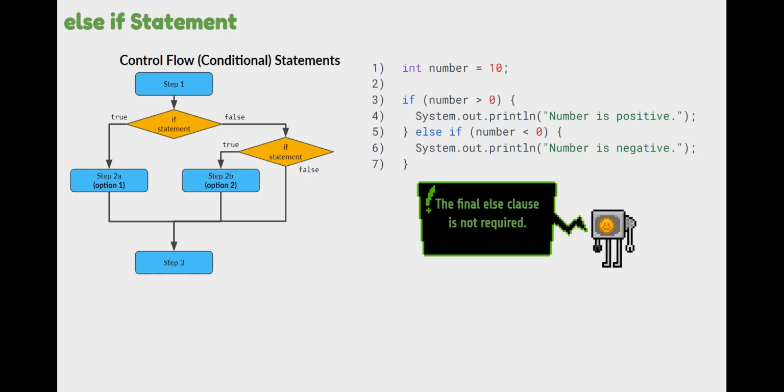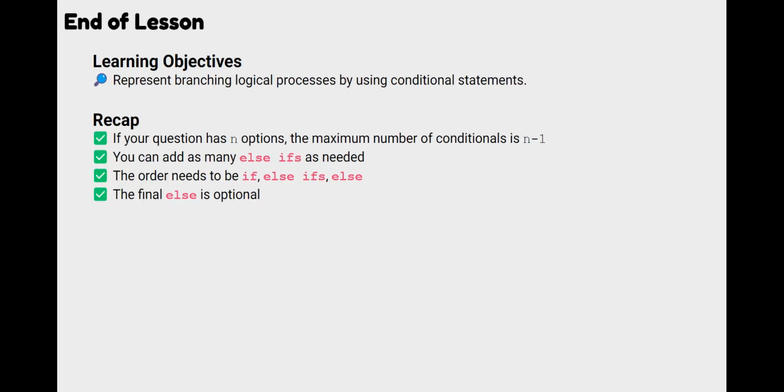The only thing these statements definitely need to have is the original if. Then you can put in as many else ifs as you need in the middle, from 0 up to as many as you need, and then you could put up to one else all the way at the end if you need it. That's going to bring us to the end of this lesson.